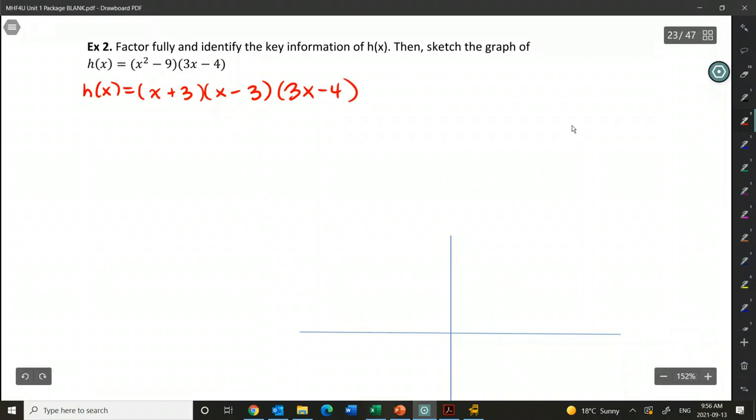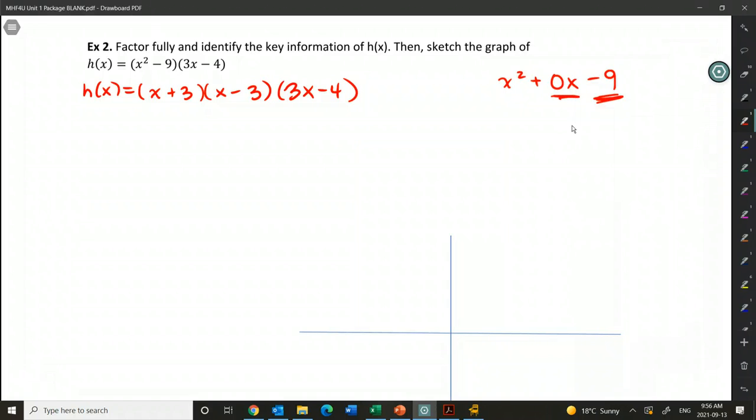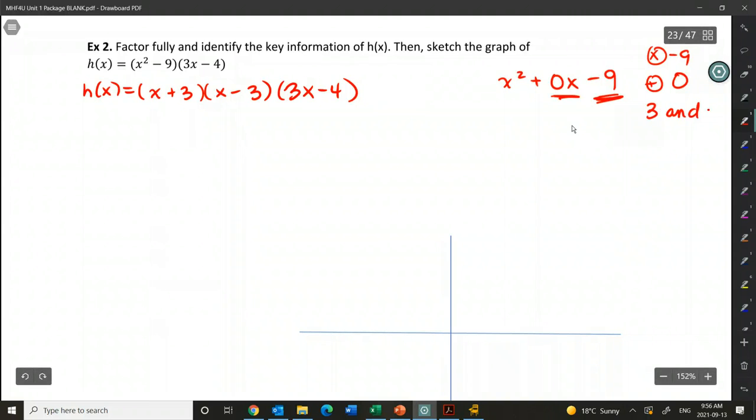Why does this happen? Well, if we think about a trinomial, if I put in a 0x term here, what 2 numbers multiply to give me -9, but add to give me 0? Multiply to -9, add to 0. Matt? +3 and -3. So then if I factor this, I'll get x plus 3, x minus 3 because of that.